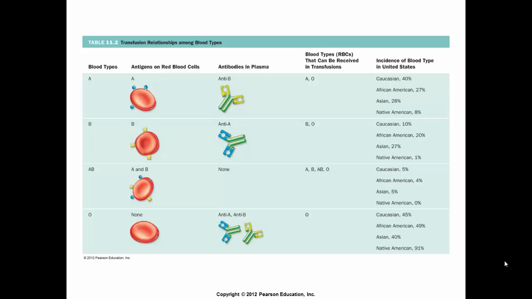A type O individual, on the other hand, has both anti-A and anti-B antibodies. They can only receive a transfusion from blood type O, so therefore they're considered the universal donor.